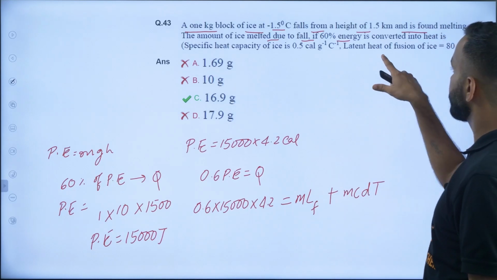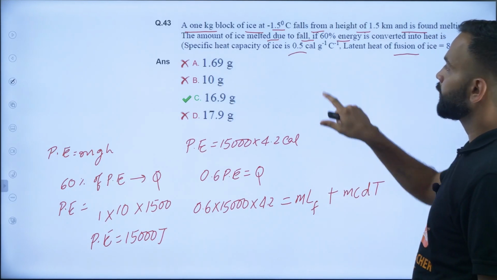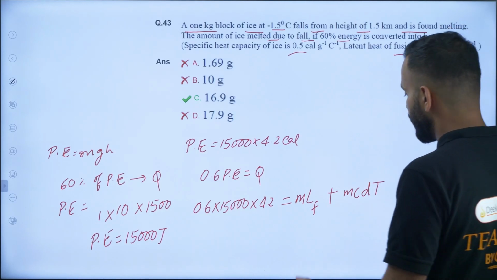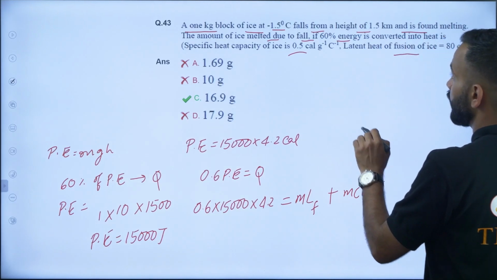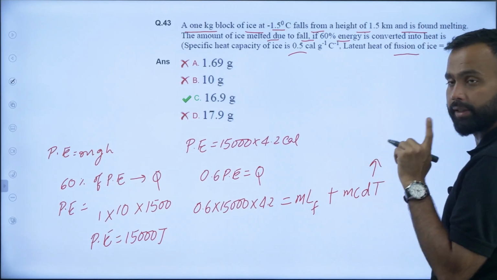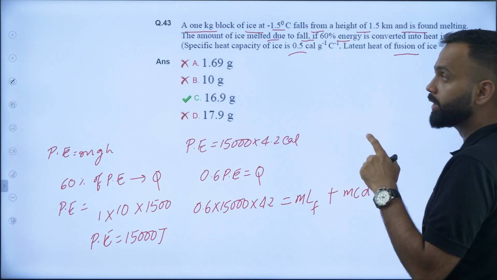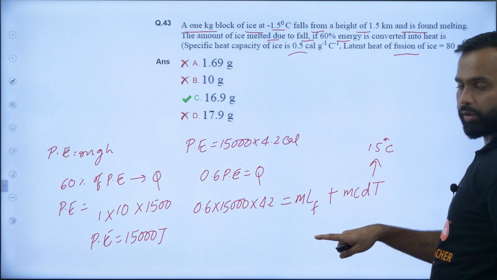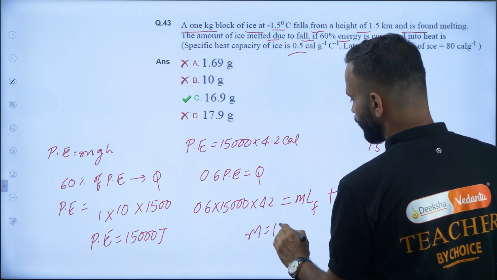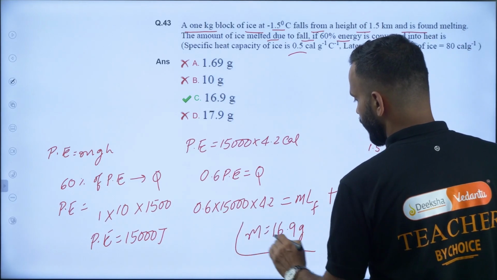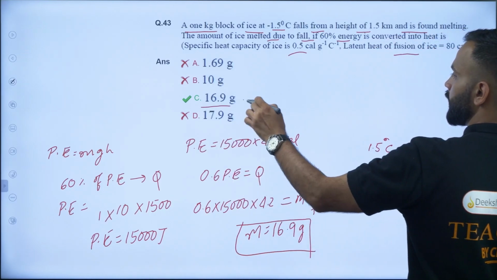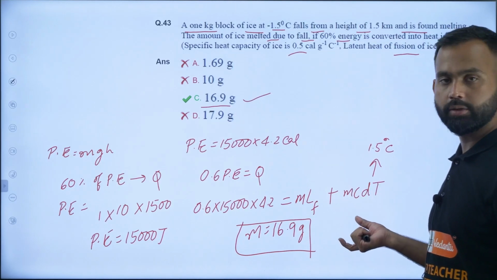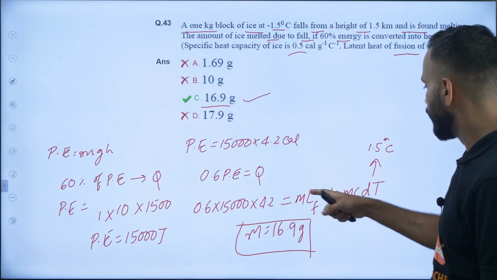We know the LF, the latent heat of fusion is given. The specific heat capacity of the ice is given, right? dt is here, final is 0 degree, initial is minus 1.5. So final minus initial is 1.5 degrees, so dt is 1.5 degrees Celsius. Now substitute the values, you will get m equal to 16.9 gram. So the correct option is C. You just have to put the values, you will get the value of m.